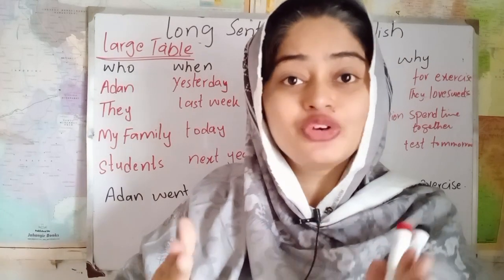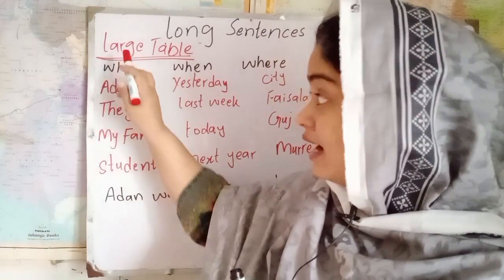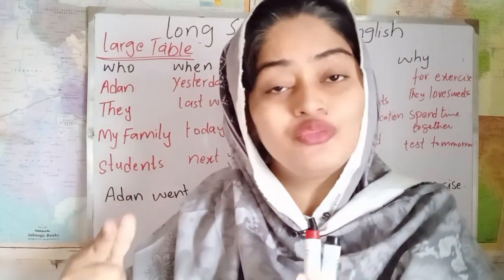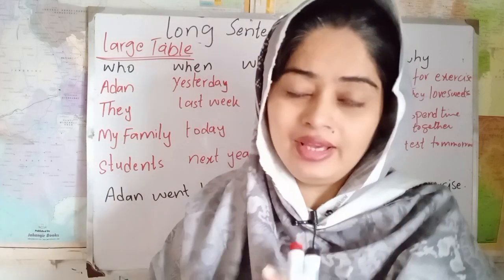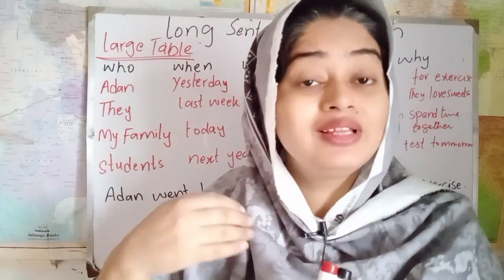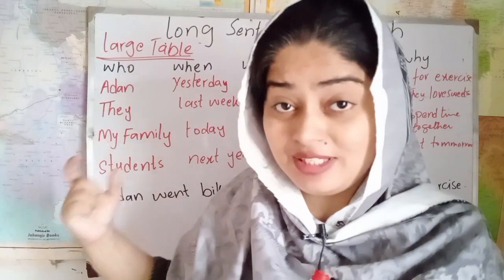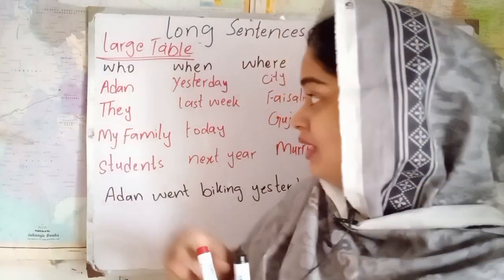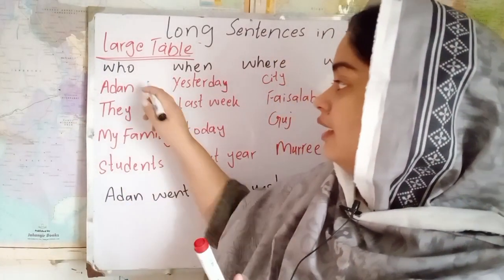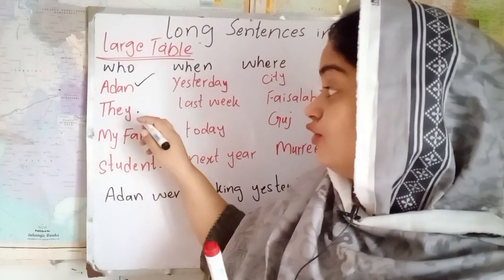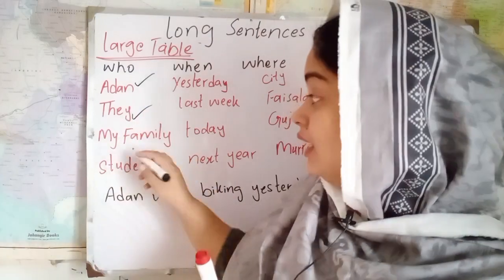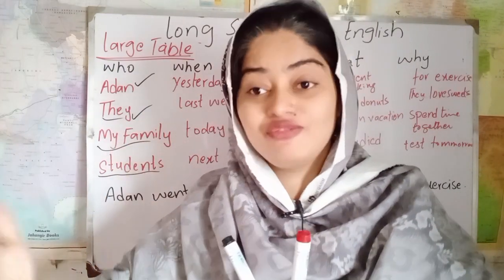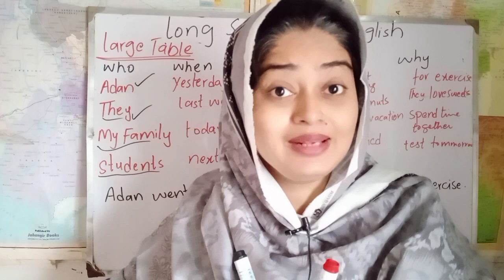The next step is to create a large table, where you will have the 5 W's: who, when, what, where, why, and you will fill up these spaces with information from your own life. For example, at first you will write down the name of a person. You can write down a group of people like my family, my students, they. In this way you can fill in multiple persons.